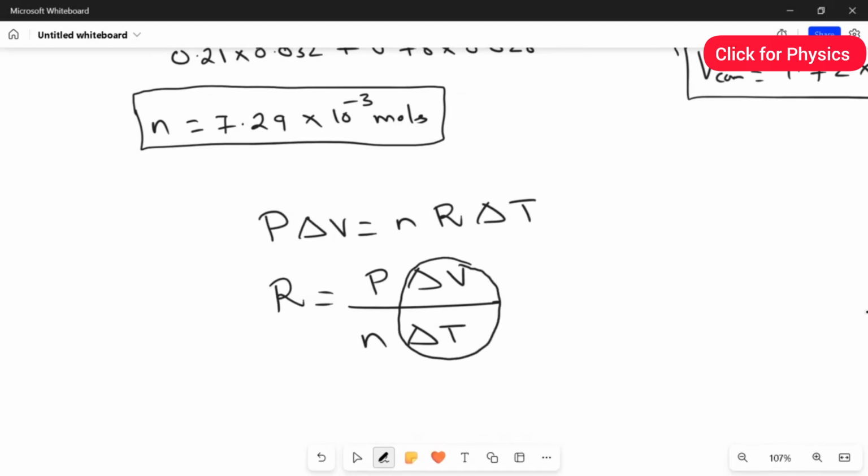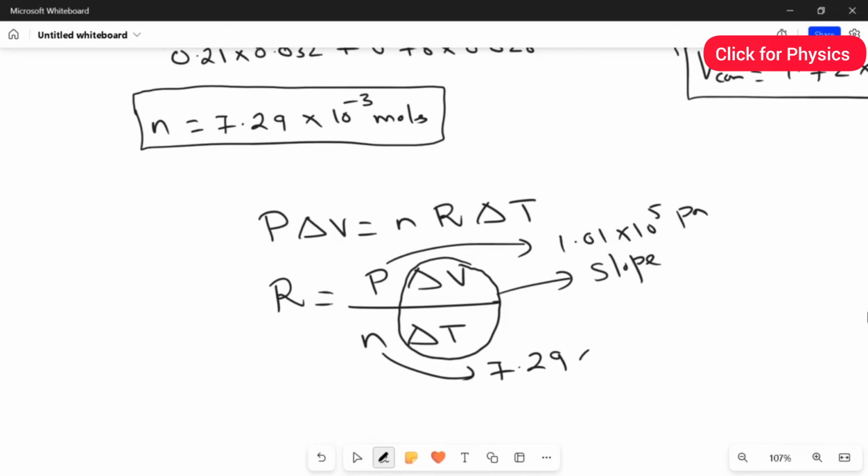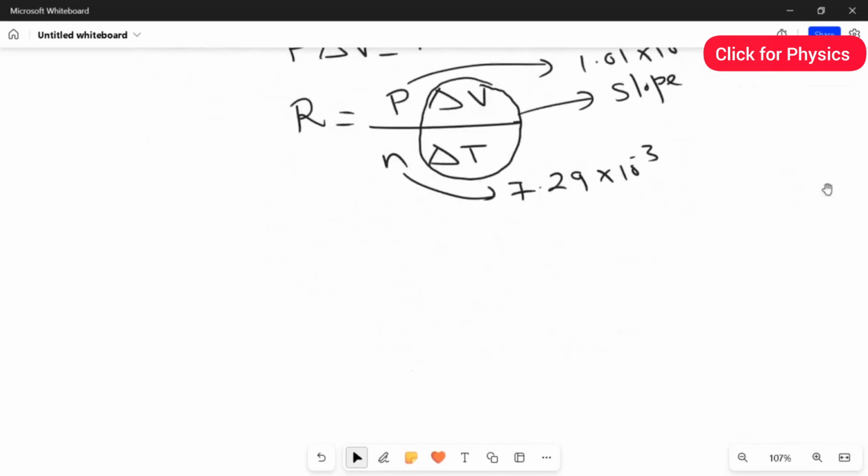So after you fill the table, you have to plot the points in the graph paper for the volume as well as the temperature, and then you will get the slope. So this delta V over delta T is nothing but the slope from the graph, and then P is nothing but our atmospheric pressure, 1.01 multiply 10 power 5 Pascal, and the number of moles present in the canister, which we found as 7.29 multiply 10 power minus 3. Once you substitute all the values here, you will get the answer for the universal gas constant by experiment.